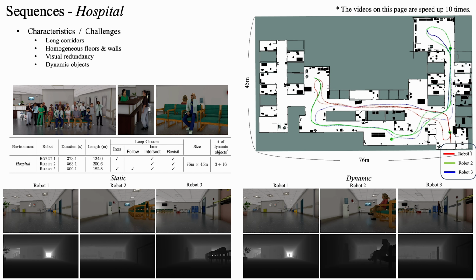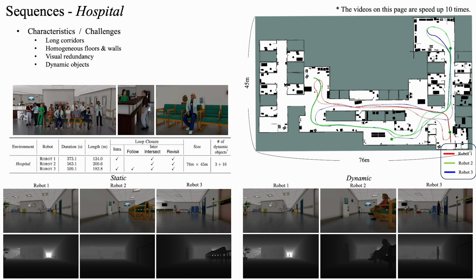As a result, the Robot 1 scenario contains a lot of inter-robot loop closures because it has a lot of overlap with the other robots. In the case of the dynamic office, there are lots of humans included. As such, all robots include challenges such as extreme occlusions due to these dynamic objects.